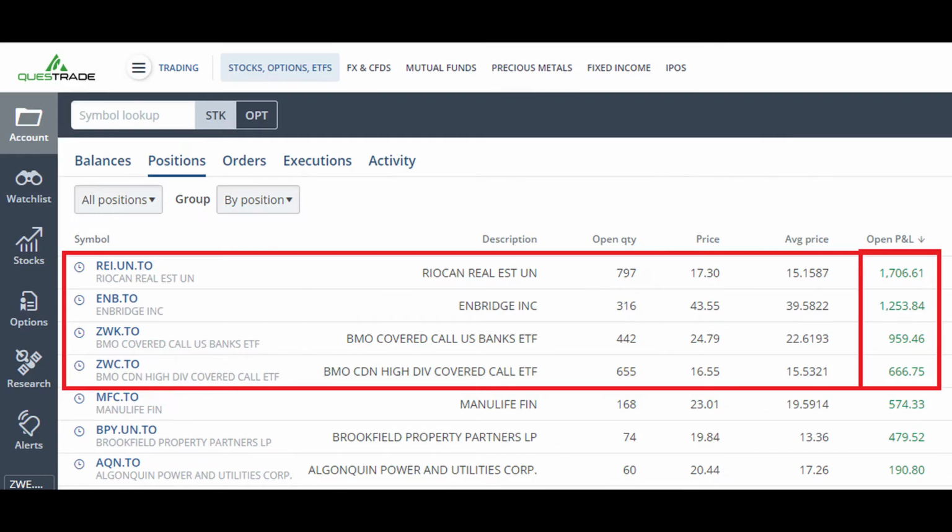Now let's take a look at the stocks. Luckily for me, I bought these four just before news of the vaccine was released. I was able to buy them while they were still very cheap, and since then, they've gone up a lot in value. Now let's check the other account.